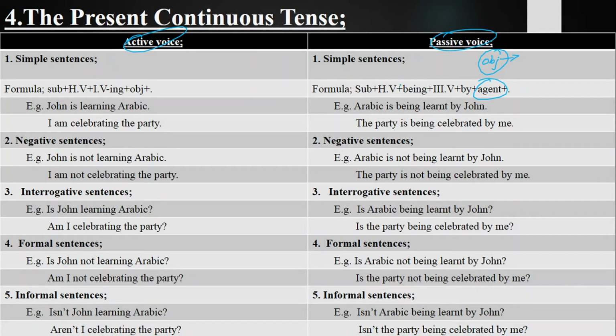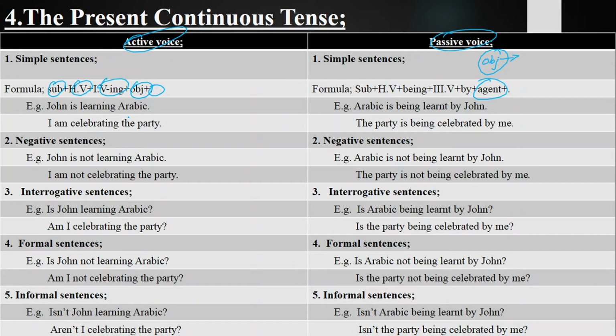Clear? Now here we will be discussing the simple sentences of the present continuous tense, how you are going to make them. Before making them, we need to discuss what simple sentences are. Sentences which make a simple statement are known as simple sentences. Now, the formula for making them in active voice: you will have subject and then helping verb, then first form with ing, object, and then full stop.